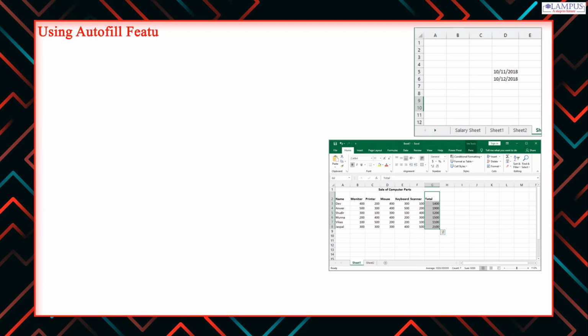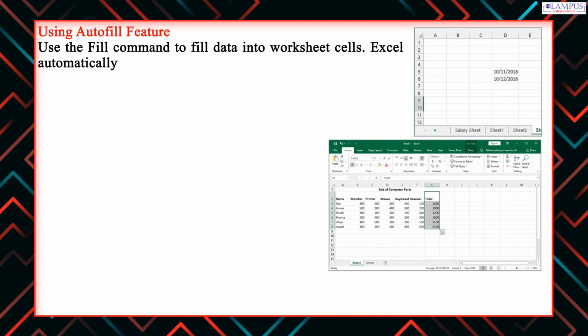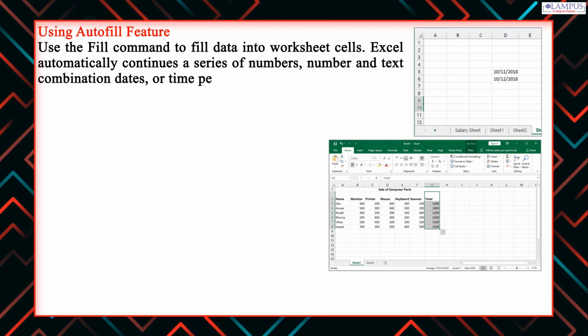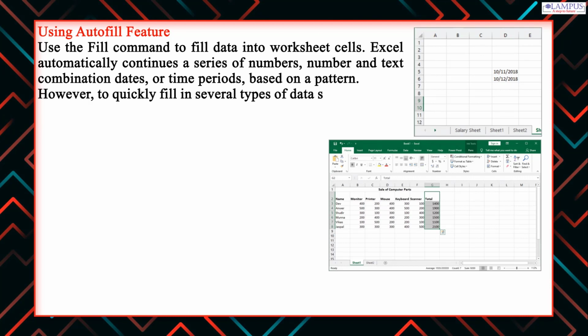Using autofill feature. Use the fill command to fill data into worksheet cells. Excel automatically continues a series of numbers, number and text combinations, dates, or time periods, based on a pattern. However, to quickly fill in several types of data series, you can select cells and drag the fill handle.